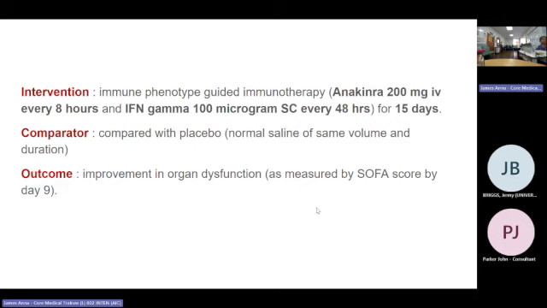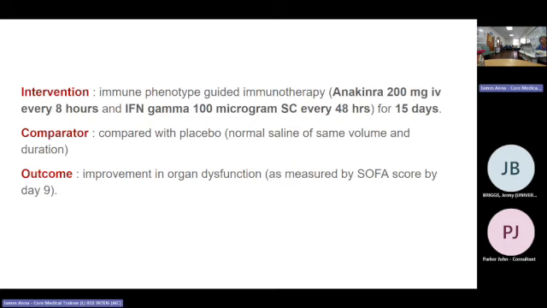So the intervention that they used for the MALS group was anakinra, which targets interleukin-1, which is one of the main pathologic features in MALS. And in the other group, which is the immunoparalysis group, what they used is interferon gamma. So interferon gamma helps in boosting the innate immunity. It also improves antigen presentation. So these two target the key pathologies in both of these. So these are good interventions with respect to that.